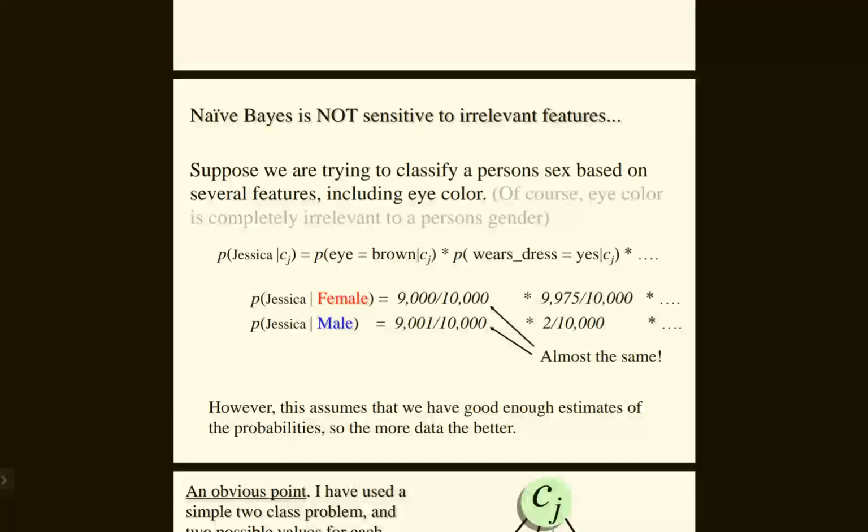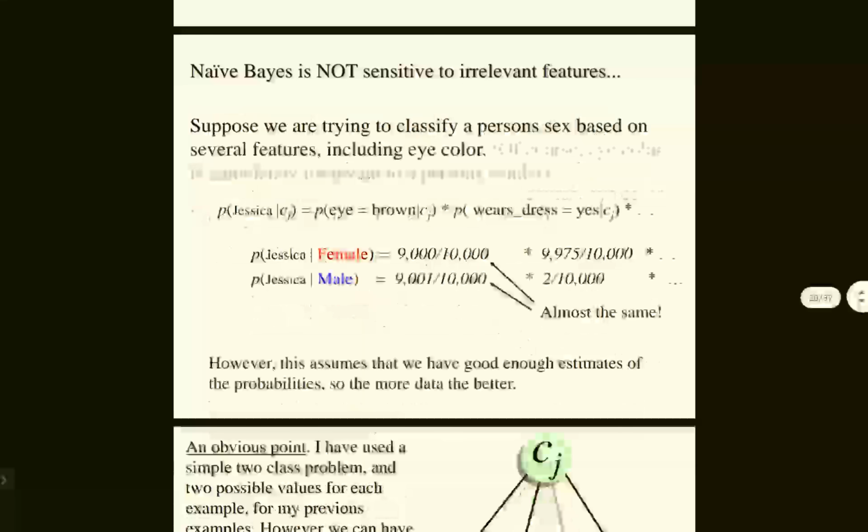So what we are going to do here is assume that we have a good enough estimate of the probability, so the more data the better. In the naive Bayes classifier, we are not focusing on one or two features, we have to focus on all the features here. We are not concentrating on only one or two attributes. That's why they said that irrelevant features do not affect the answer.